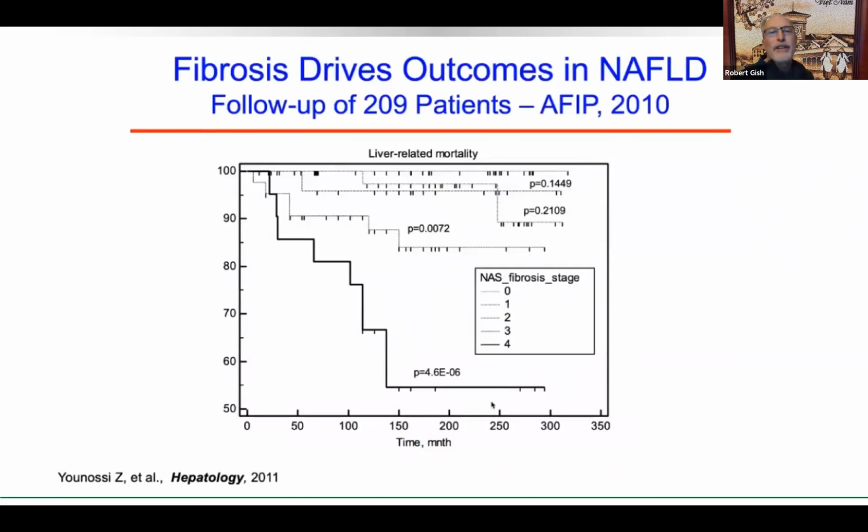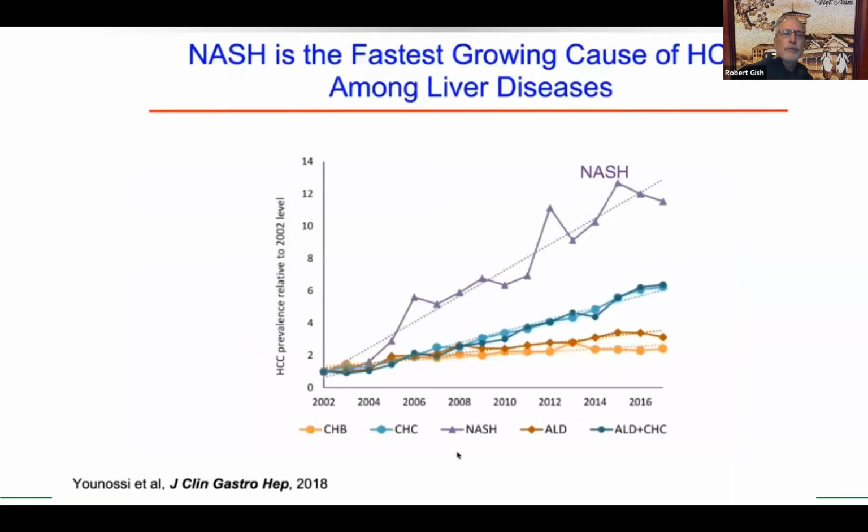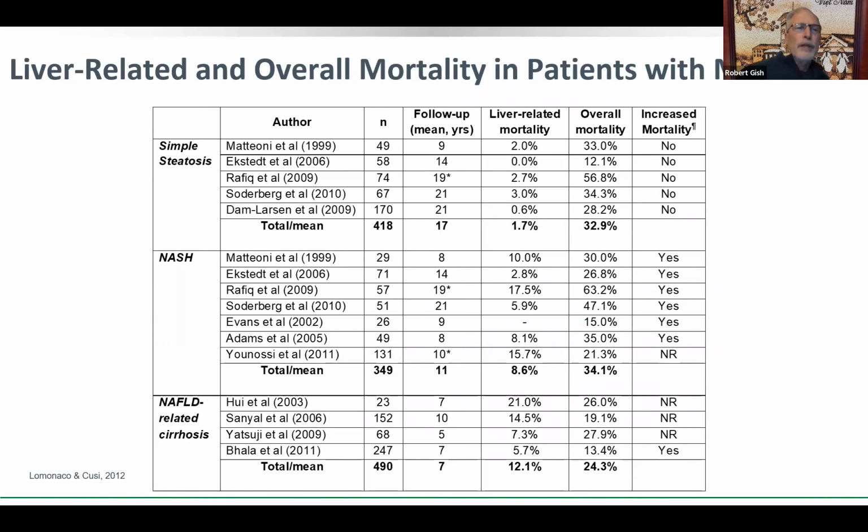Fibrosis drives outcome in the liver realm, liver-related mortality. And you can see patients with fibrosis level 4 have an extremely poor survival of around 50% at 150 months. So that's about 12 to 13 years. NASH is the fastest growing cause of HCC among liver patients. Patients with alcohol-associated liver disease do get liver cancer, but they often are dying in car accidents, some type of trauma or violence or gunshot wounds. This is really important from a liver-related and overall mortality rate here.